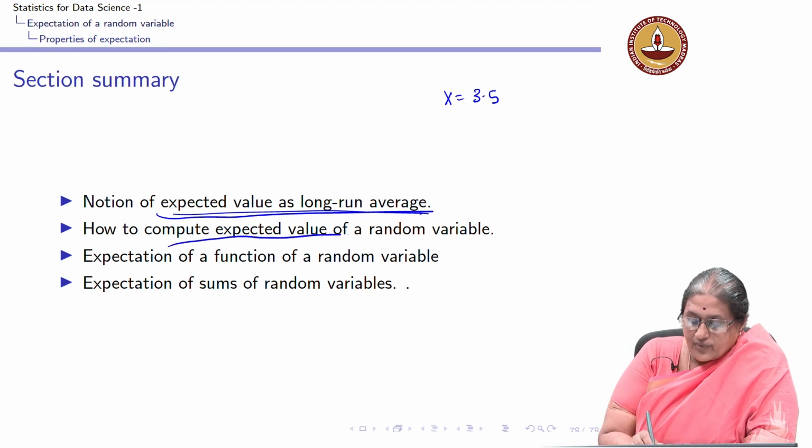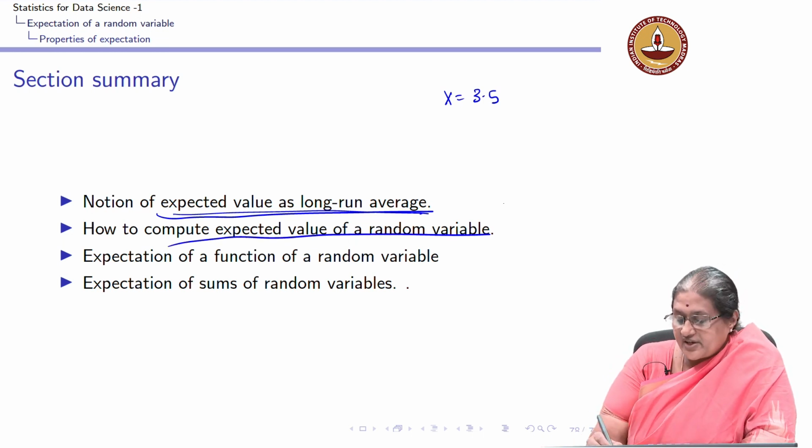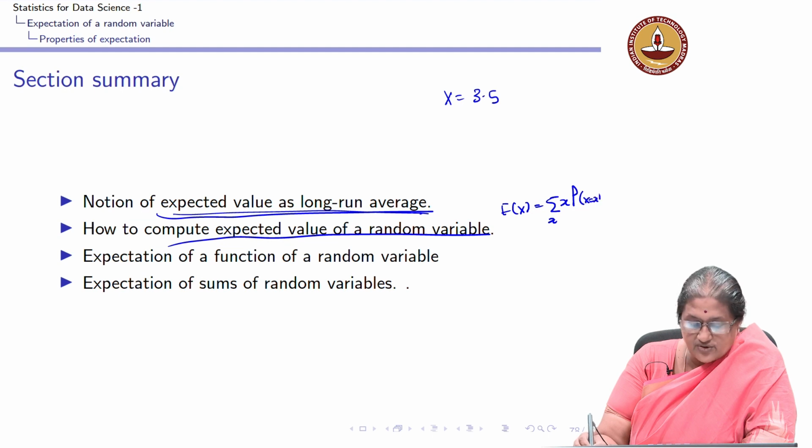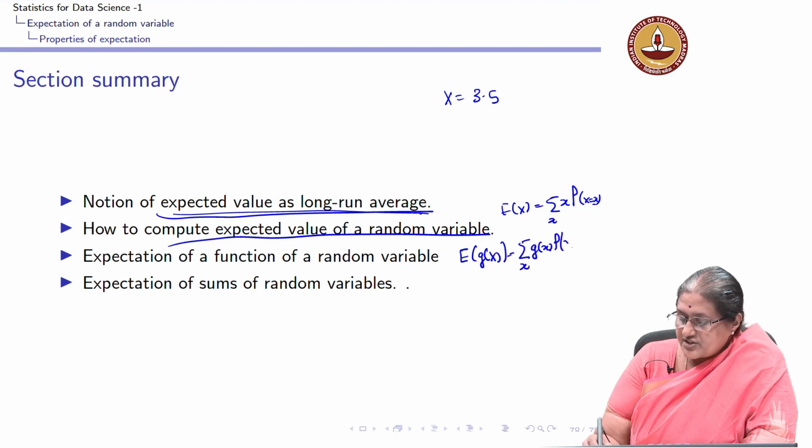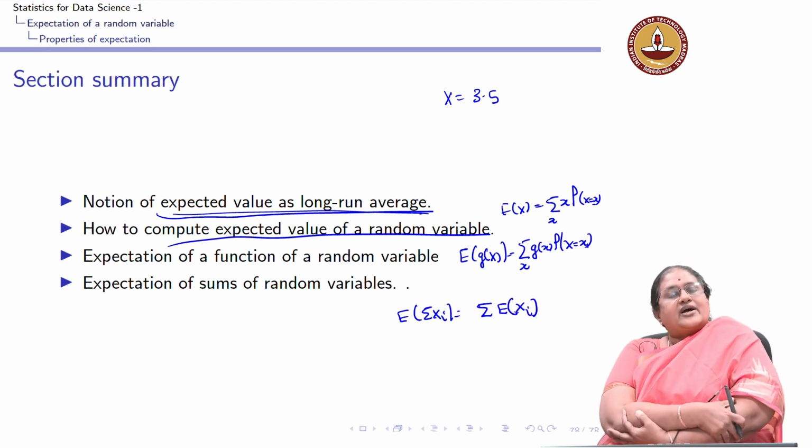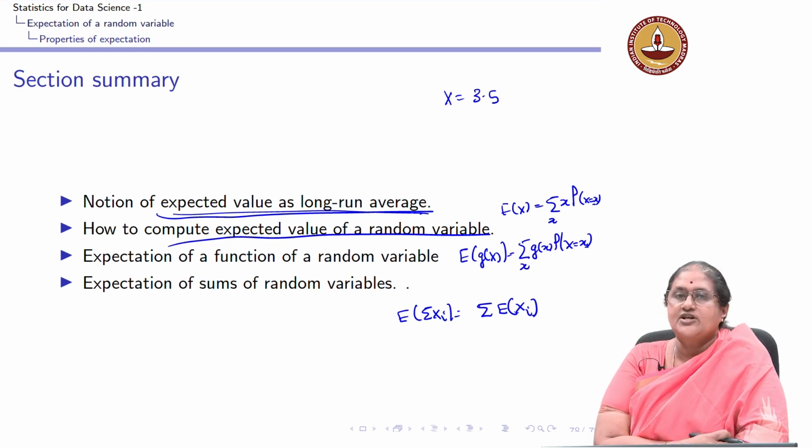The formula to compute an expectation of a random variable is summation over all values of x, x into probability x equal to x. Expectation of a function of a random variable is summation over values of x, g of x into the probability mass function, and expectation of the sum is the same as sum of expectations. And we looked at how to apply these concepts.